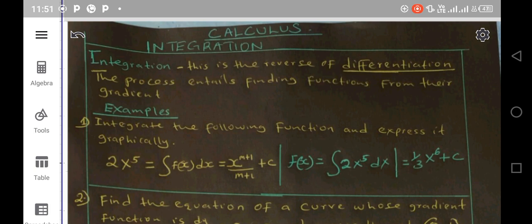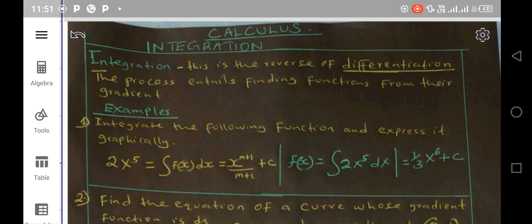So f of x is equal to, as you can see, the integral of 2x raised to power 5 dx, of which we are going to add 1 to that 5 to be 6, x raised to power 6. And then that 6 is going to be expressed in the denominator, whereby 2 is going to go into that 6 three times. That's why you see a third x raised to power 6 plus c.